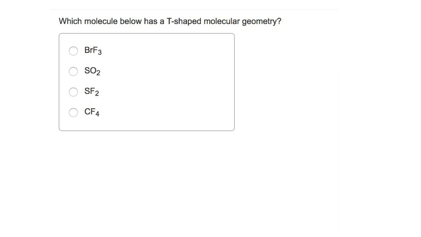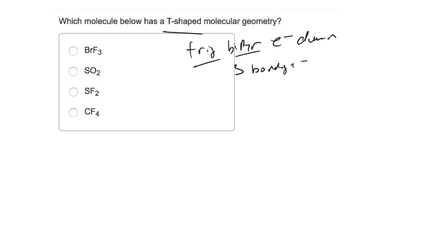Question on geometry. So which molecule is T-shaped? So a T-shaped geometry comes in trigonal bipyramidal electron domain. So it's the case where we have 3 bonding domains plus 2 non-bonding domains.